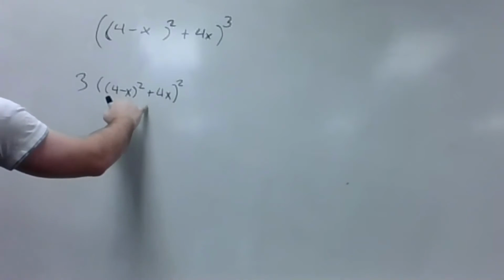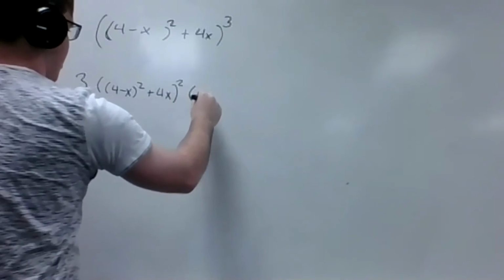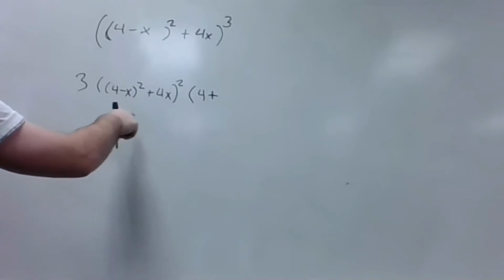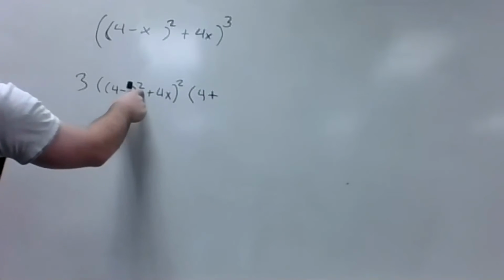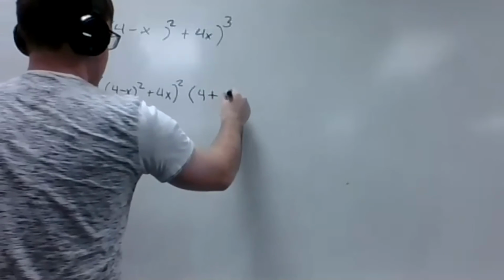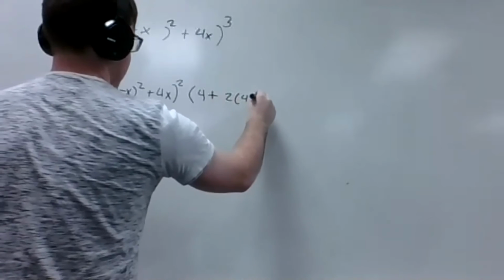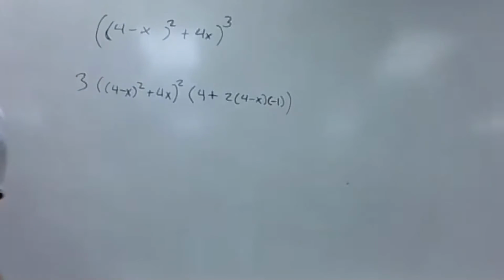So we have to multiply this by the derivative of the inside, which happens to be 4 plus the derivative of another chain function. So we have this chain within a chain, right? So we need to know the derivative of this function. So this is going to be 2 times 4 minus x, times -1.